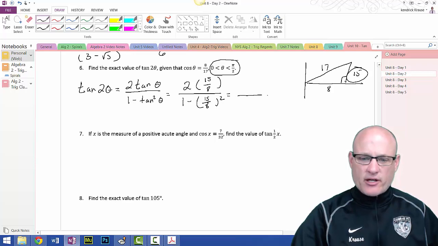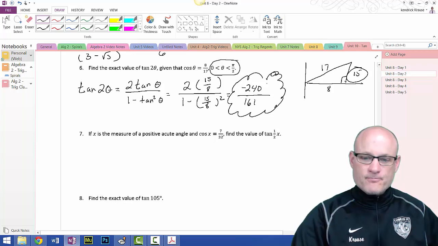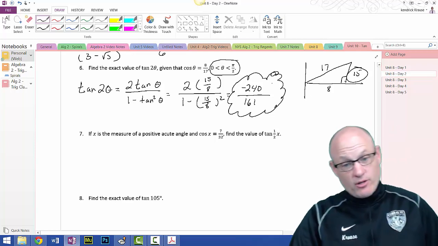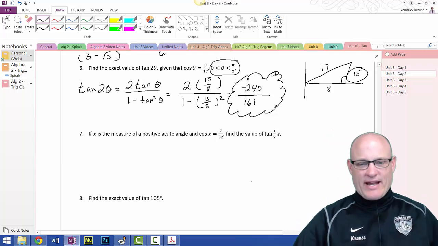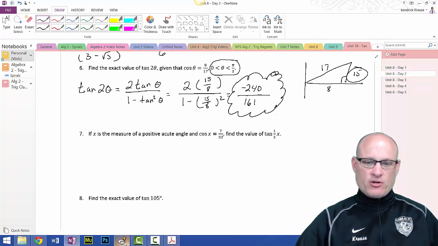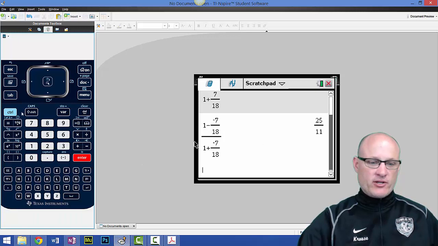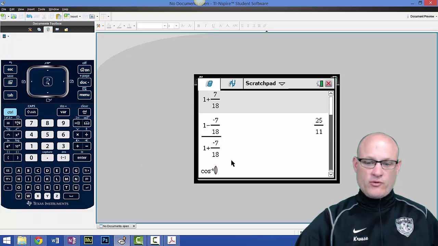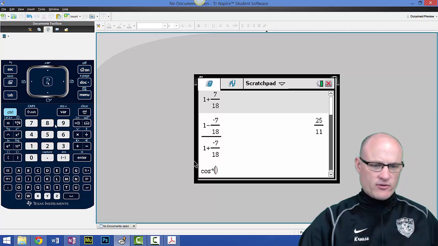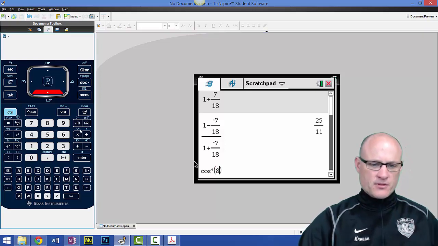You take out the calculator, you bust it out, it gives you negative 240 over 161. There it is. By the way, if you want to know if you got the right answer, check this out. I'm going to go back and figure out what theta is, because I know that cosine of theta is 8 over 17. So I can figure out what theta is by doing inverse cosine of 8 over 17.